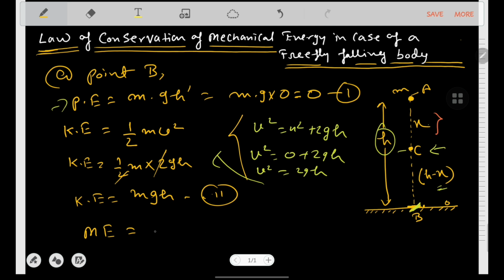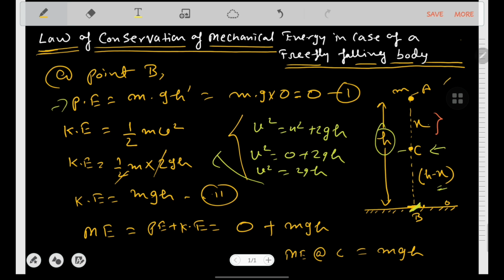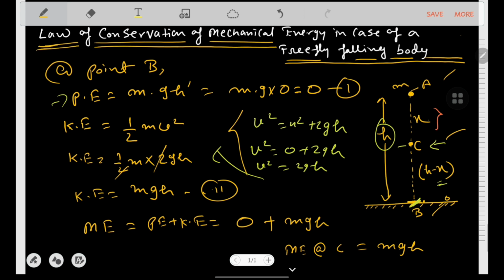So the ME will be how much? That will be equal to PE plus KE. Since the PE at this point B we already got as 0 here, plus the kinetic energy, for which in the second equation we got mgh. So the total mechanical energy at point B is equal to mgh. So like the previous equations, at point A, point C and point B, at all these points we get the same value of mechanical energy, equal to mgh. Point A also has mgh, C also has mgh, and B also has mgh only.